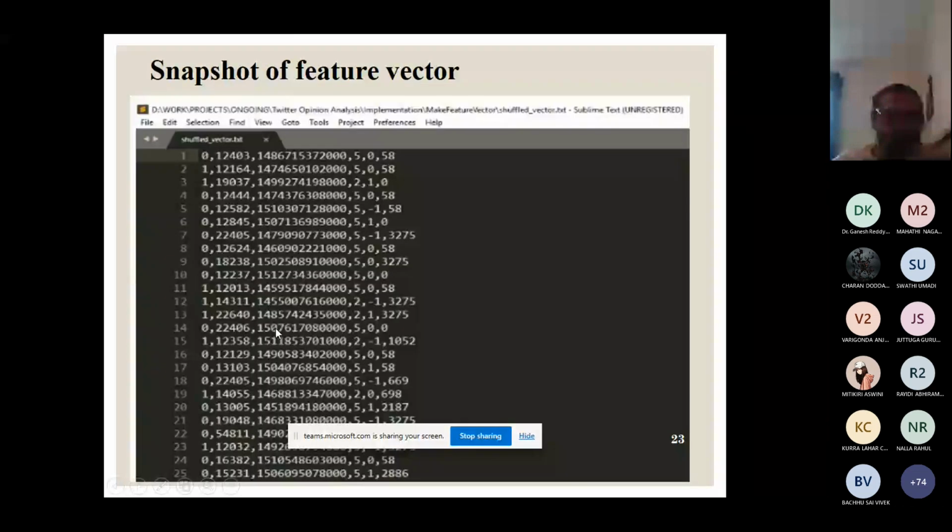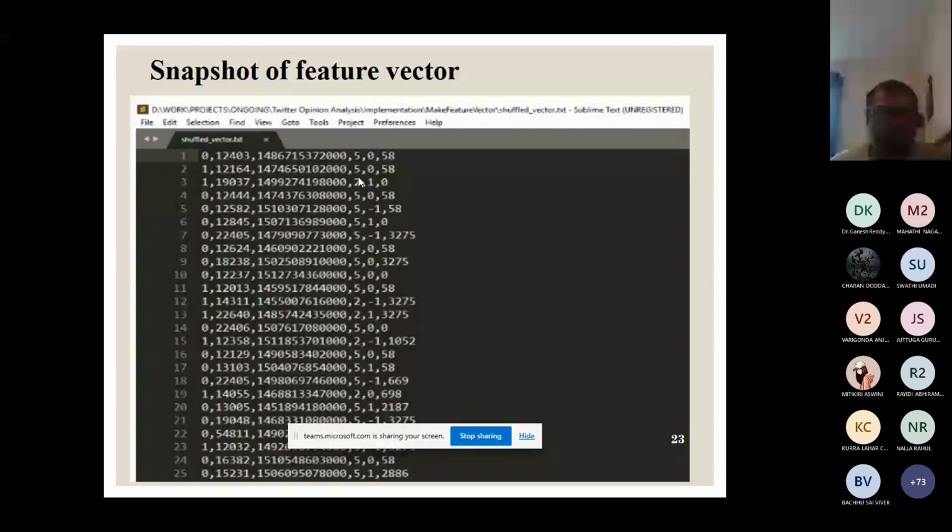If it is the train domain, it is 1. If it is not in the domain, it is 0. These are the train numbers like 12403, 12164, 1037, 12444. All these are the train numbers. This is the tweet ID. And these 5, 2, 3, 2, 1 are the train attributes. 1 is punctuality, 2 is staff behavior, 3 is cleanliness, 4 is food quality, 5 is security.